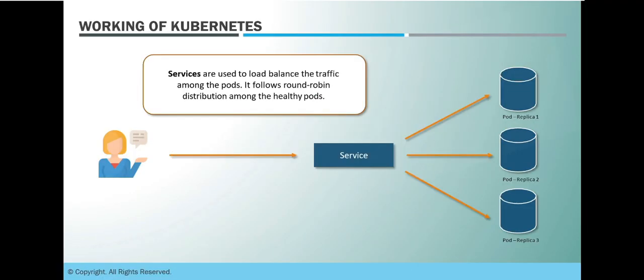Next is services. Now you have created pods, and the pods that you are creating are not only one replica. You are creating multiple replicas of a pod. How will you access these pods? You have 3, 4, 5 replicas, the same copy of the application pods running. Now how will you route the traffic, or how will you make your pods accessible to the end users? This work is done by services inside Kubernetes.